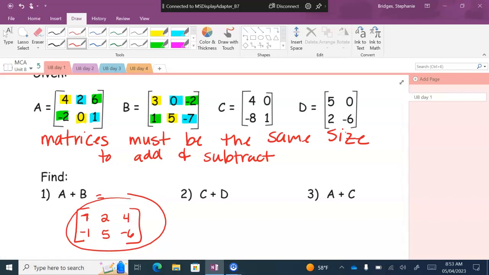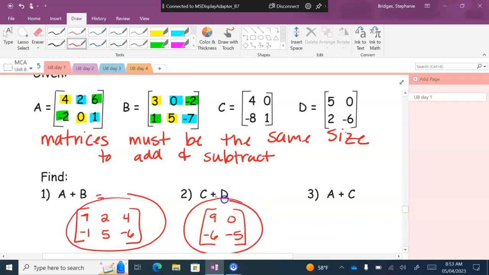Can I do 2? Can I add C and D together? Yeah, they're the same size. So what do I get? What's my first row going to be? 9 and 0. And then my second row? Negative 6 and negative 5. And that is the answer to C plus D. What about A plus C? Can I do that one? No, they're not the same size, so we're just going to put NP for not possible. You can write it out if you want to.